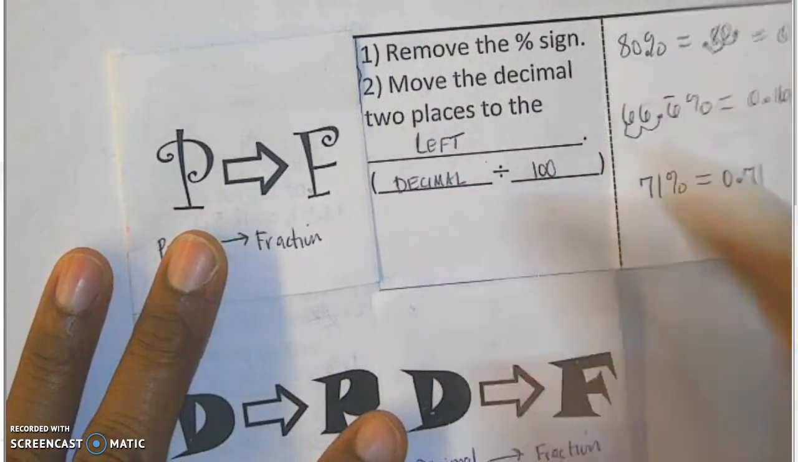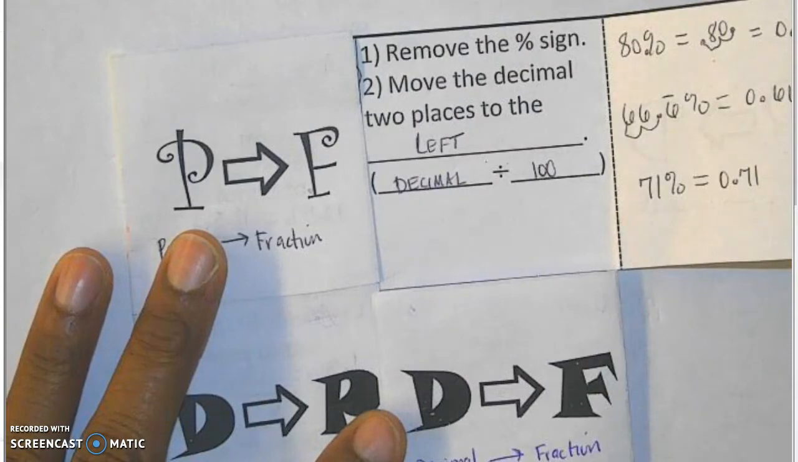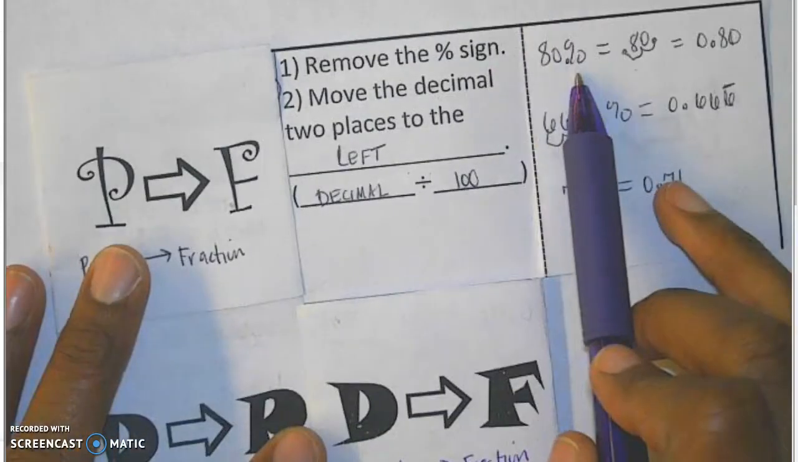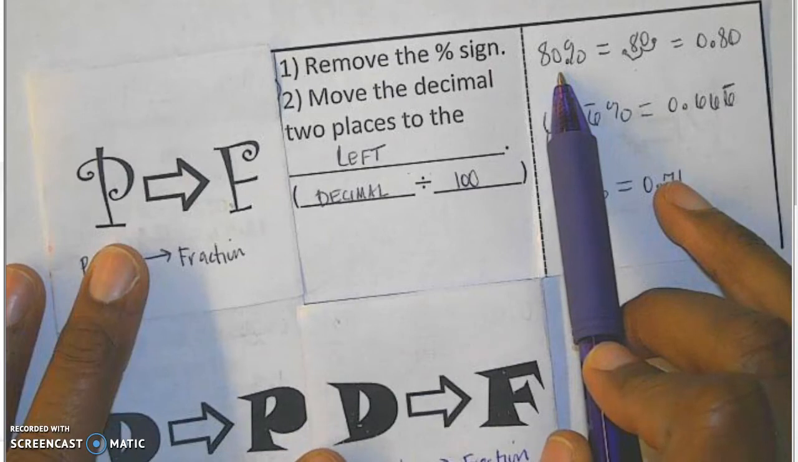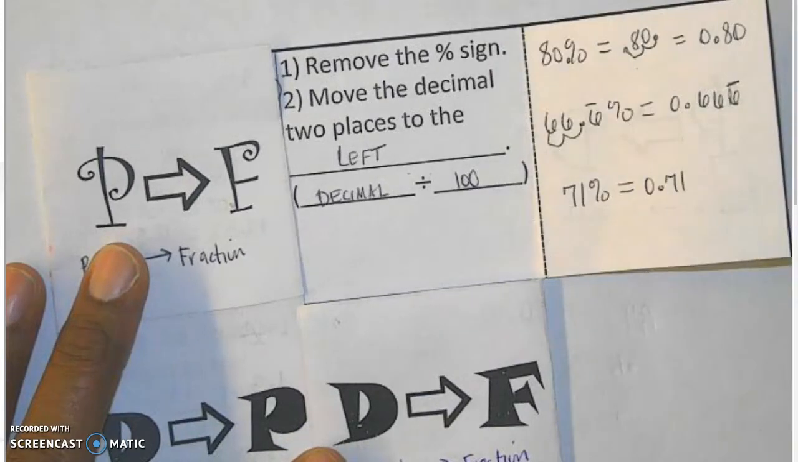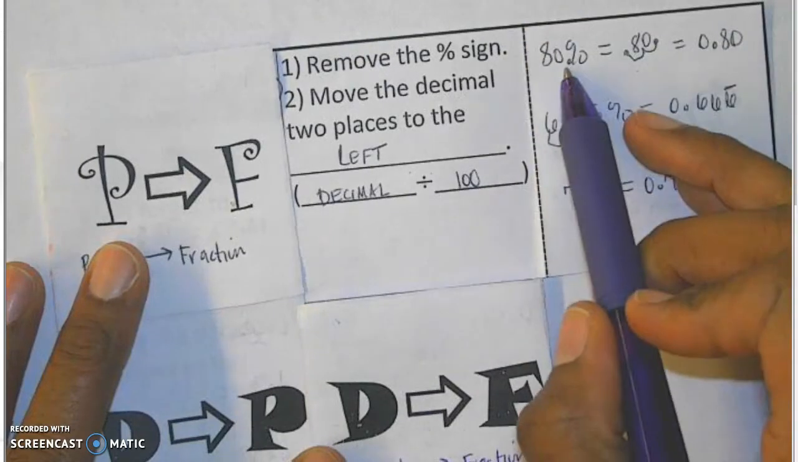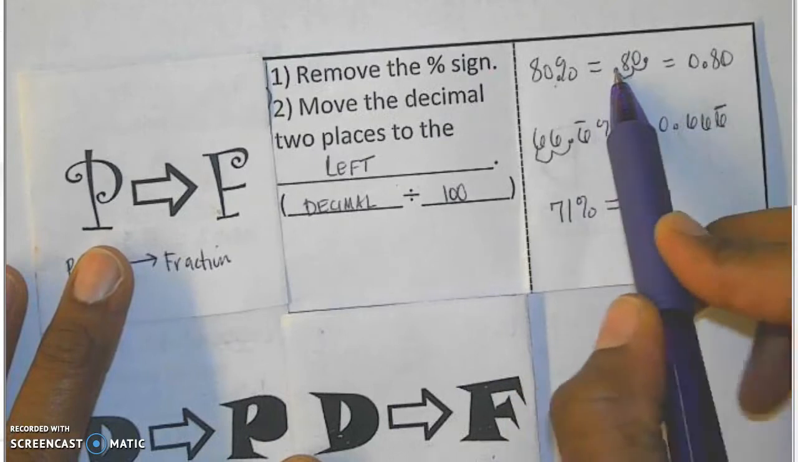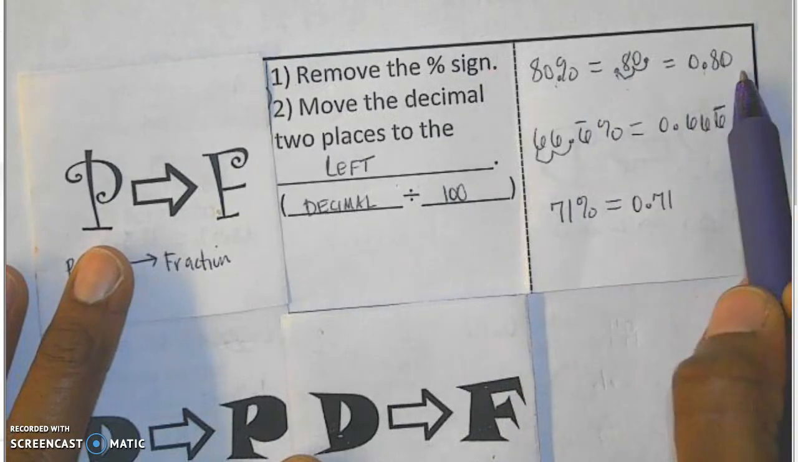To convert a percent to a decimal, we remove the percent sign and we move the decimal 2 places to the left. That is the same as dividing that number by 100. So for example, if we had 80%, we all should know that our decimal is behind the zero. It's wearing a little invisibility cloak. You can't see it. You will move your decimal 2 places to the left and 80% will become 80 hundredths.